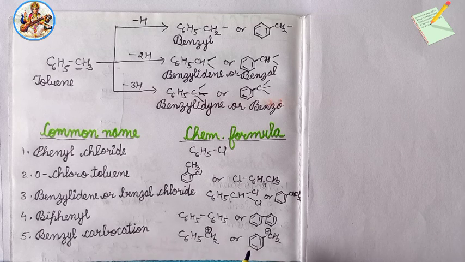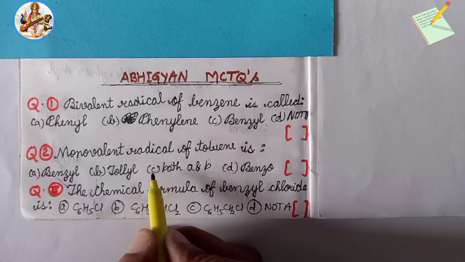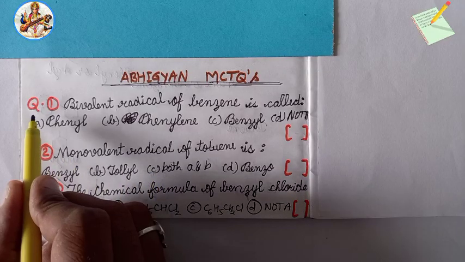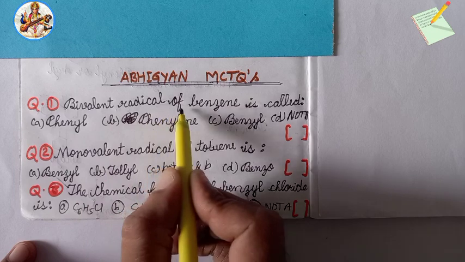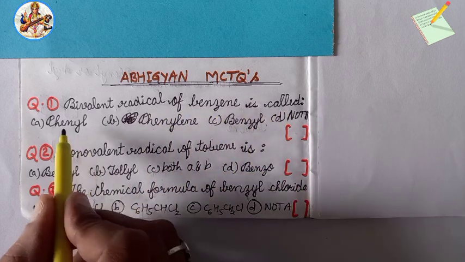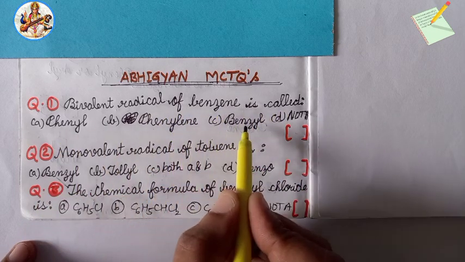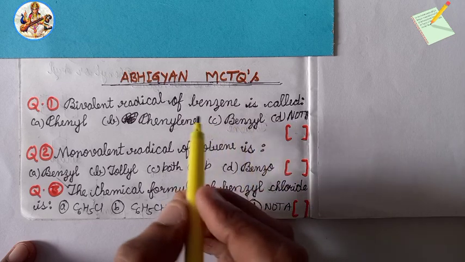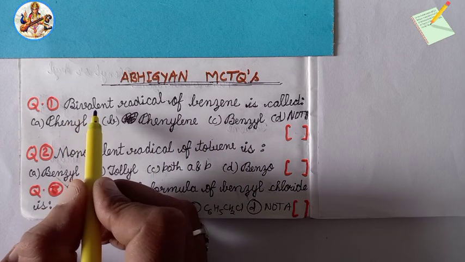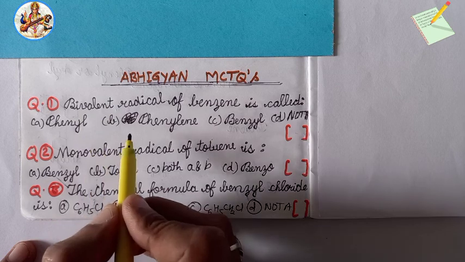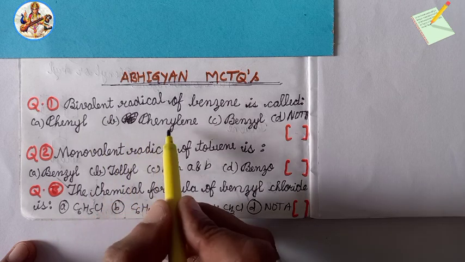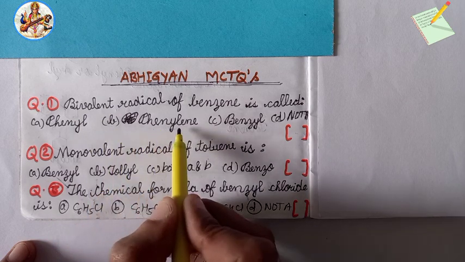Now we take some multiple choice type questions. After watching the video, you can solve all questions yourself. So welcome again. Question first. The bivalent radical of benzene is called: phenyl, phenylene, benzyl, none of the above. We know that for a bivalent radical, the -ylene suffix is used. So the answer will be option B, phenylene.